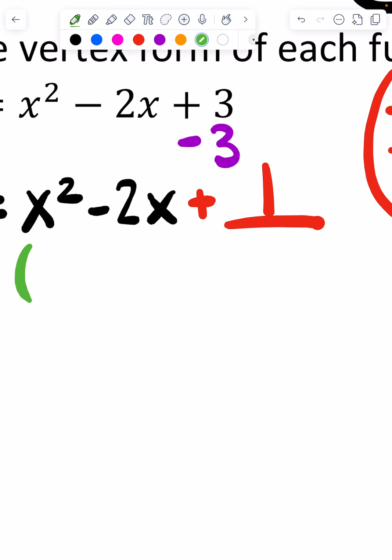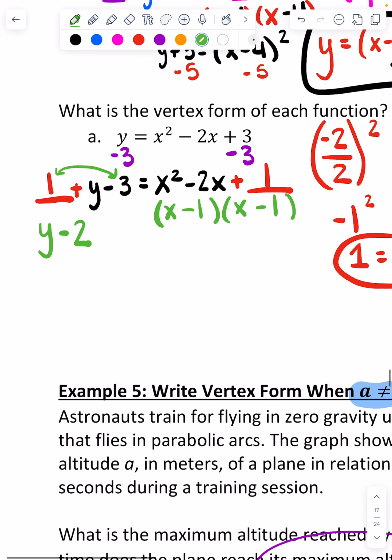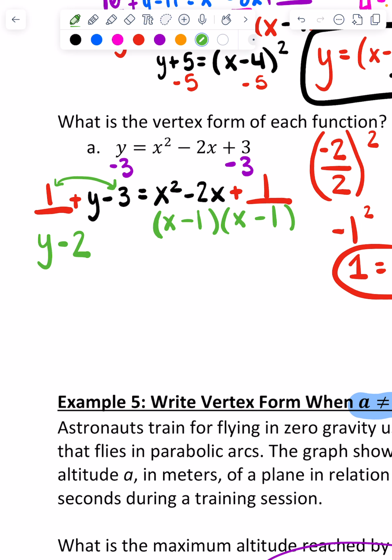Once we added in our magic number, we should be able to factor this. And the factoring will always be the exact same number. So what two perfect numbers multiply to positive 1 and add to negative 2? Should be negative 1 and negative 1. All right, let's go ahead. I'm going to jump down here a little bit further, and we're going to write that as a binomial squared. And on the left-hand side, let's bring down that y minus 2.